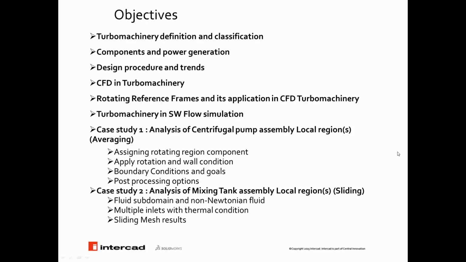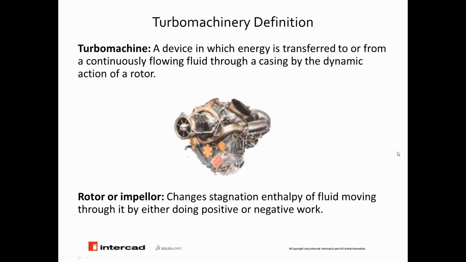All right, let's move. The first thing we have to say is what a turbomachine is: a device in which energy is transferred to or from a continuously flowing fluid through a casing by the dynamic action of a rotor. So basically we have mass flow in and mass flow out. Depending on the type of turbomachine, we have energy interaction, either we extract it or we add to it. This dynamic interaction between the fluid and the device is basically producing work, generating energy, or adding energy to it.